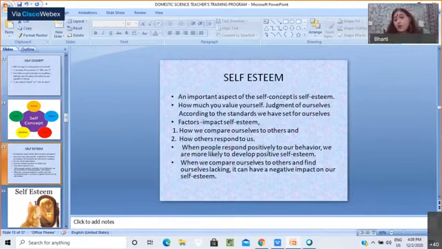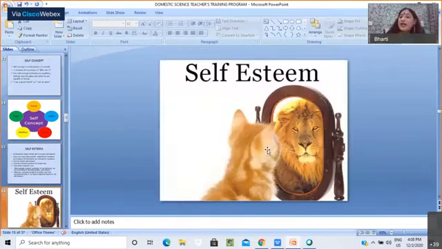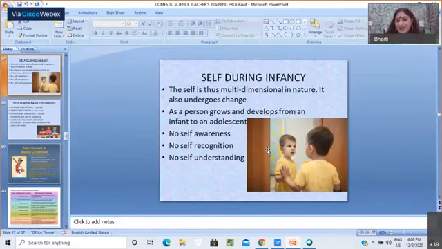We understand how much you value yourself, how much you love yourself, and then according to the standards which we have set for ourselves, how we compare ourselves to others and how others respond to us. Now, when people respond positively to our behavior, we are more likely to develop positive self-esteem. पीछे वाली स्लाइड्स में मैंने आपको उन्हीं के बारे में बताया कि हम किस किस वे से उनके अंदर एक पॉजिटिव सेल्फ एस्टीम डेवलप कर सकते हैं. So here I've shown an image which is self-reflective. So now we come to the point, self during infancy.